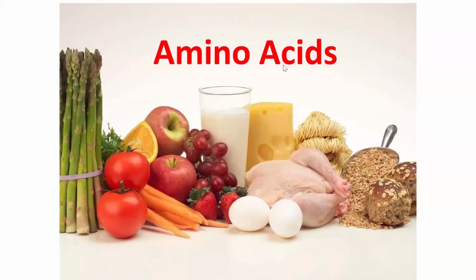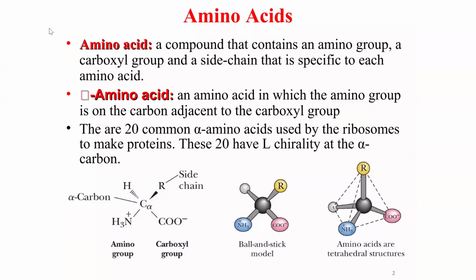So this time around, we are going to look at the chemistry of amino acids and proteins. We are now going to start with the amino acids. So what are amino acids? Amino acids are compounds that contain an amino group, a carboxylic group, and a side chain.